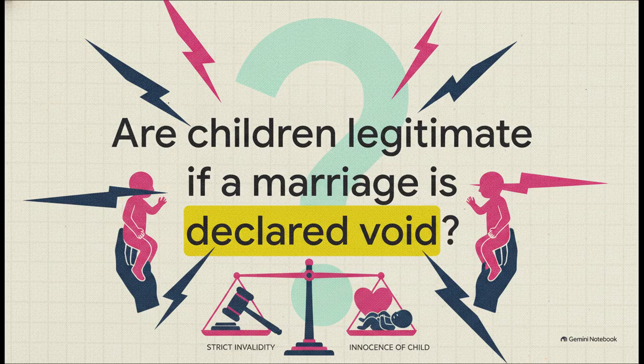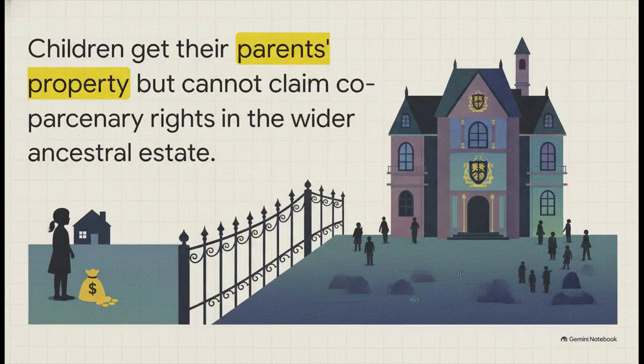The law really has to walk a tightrope here, balancing the strict legal invalidity of the marriage with the absolute innocence of the child who was born into it. So the answer is found under Section 16, and it was beautifully clarified in the Ravana Siddhapa case back in 2011. The law grants the child what we call limited legitimacy. It's a really fascinating compromise, actually.